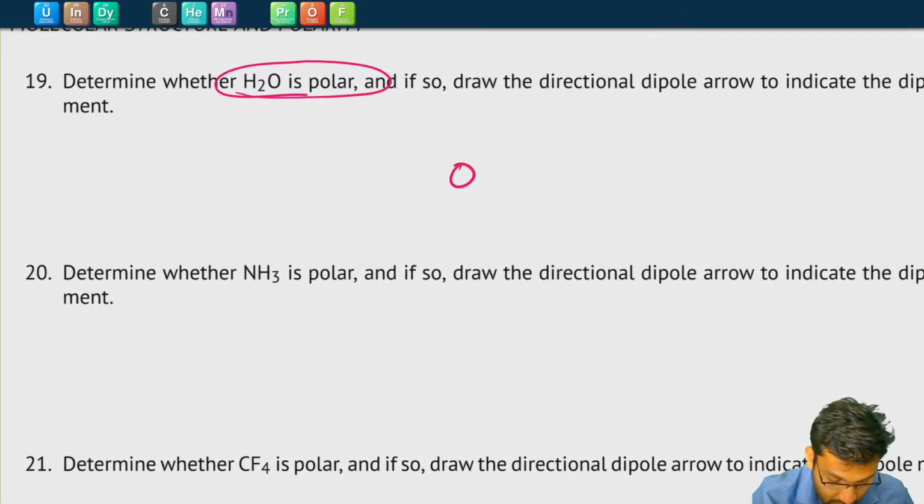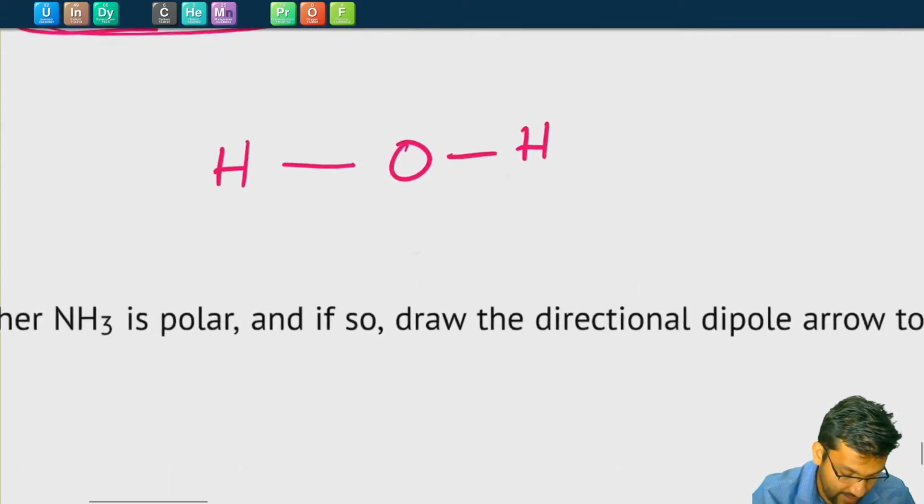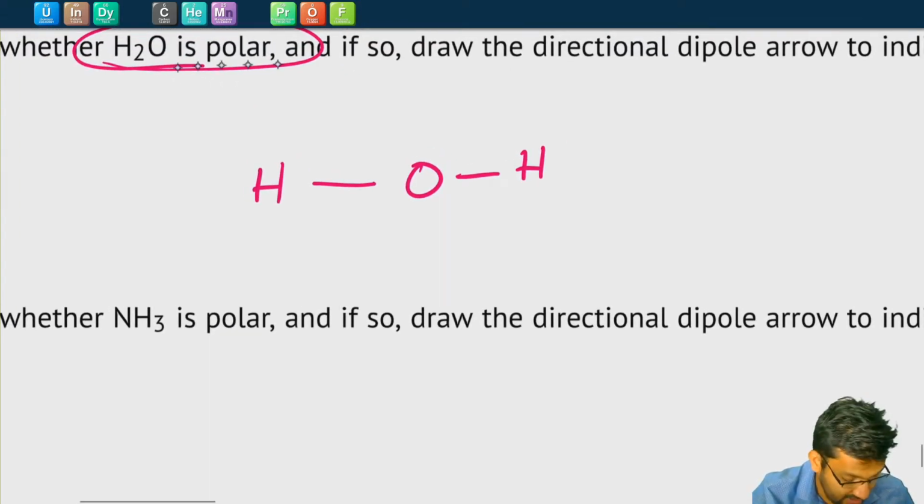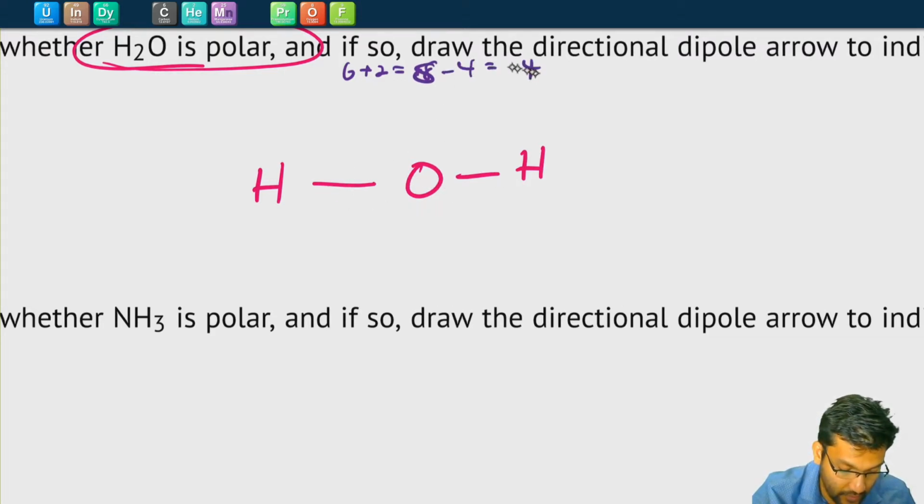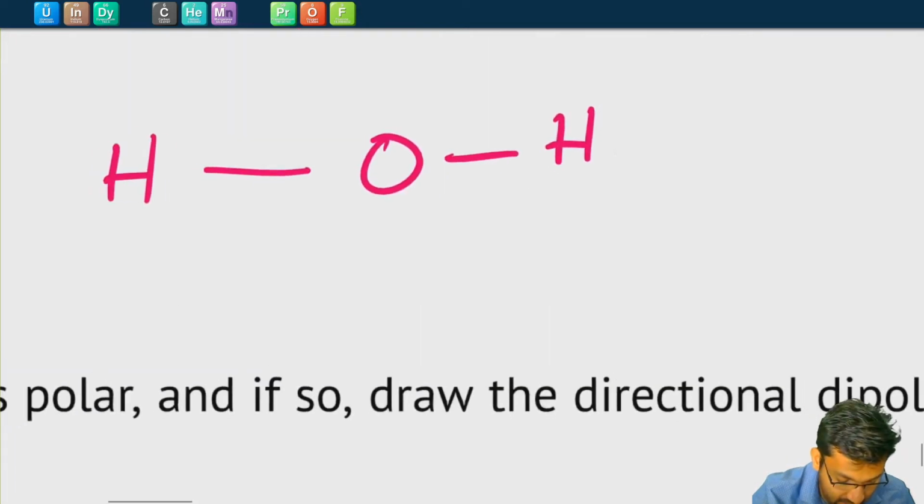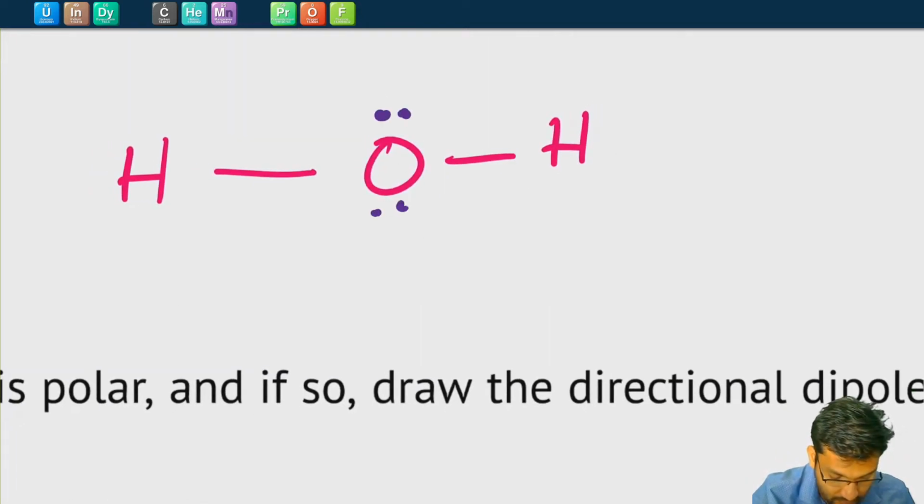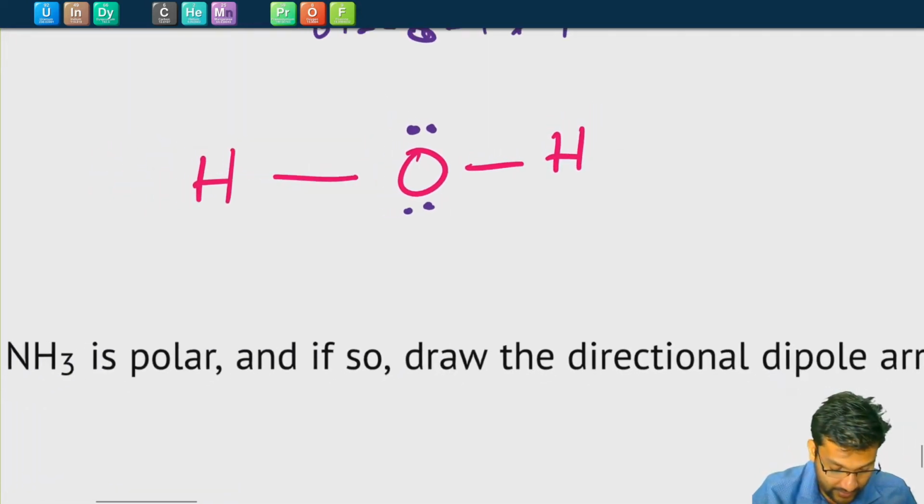So let's draw the Lewis structure for water, right? Oxygen has 6 valence electrons and hydrogen has 1 each. So we need not 18, but 8 valence electrons. There's already 4 in bonds, so we need to add 4 more, and we're going to give them to oxygen. So right away, this is our Lewis structure for water.